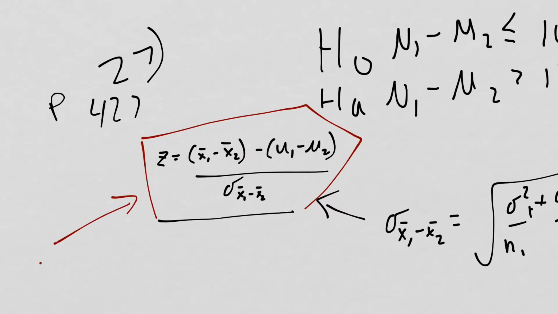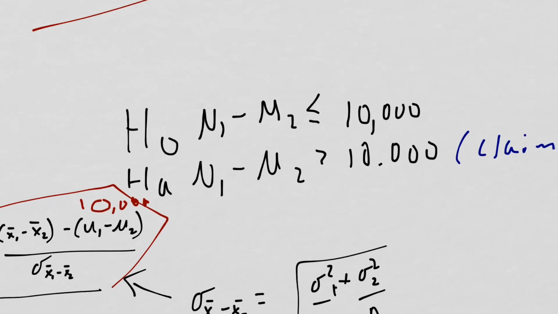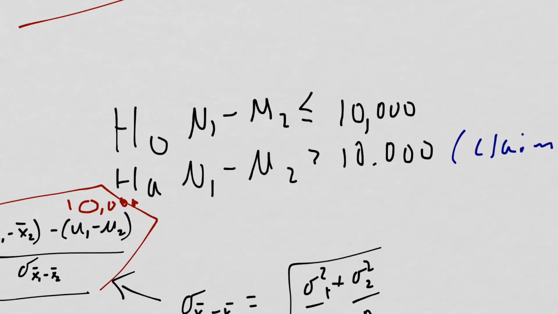We could just use our calculator because this was turning out to be 0. Well, now this number is 10,000, so now we need to use the formula. But let's set the problem up first. Let's figure out what the H0 is and what the HA is. In this case, H0 is the difference is less than or equal to 10,000. The HA, and this is what the claim is, is the difference greater than 10,000. So that's what we're trying to check out. That's all coming right from the problem.